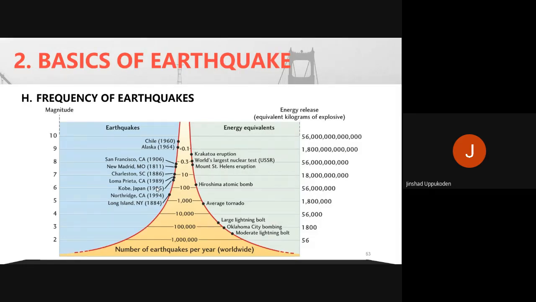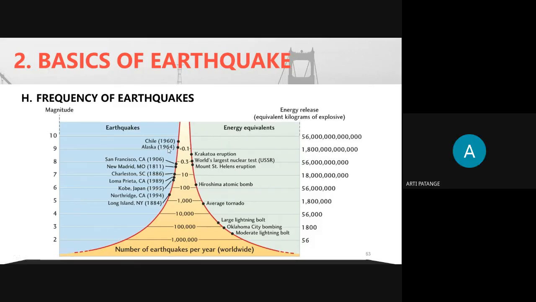With this, we will wind up our session here. We covered two topics today. One is the interior of the earth, the seismological aspects, and the second, the basics of earthquakes: the basic terms regarding earthquakes, the different types of seismic waves, and finally the frequency as well as the occurrence. If you have any doubt, you can come up. Otherwise, we will wind the session up.